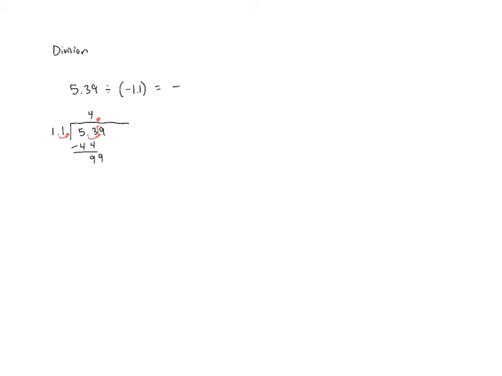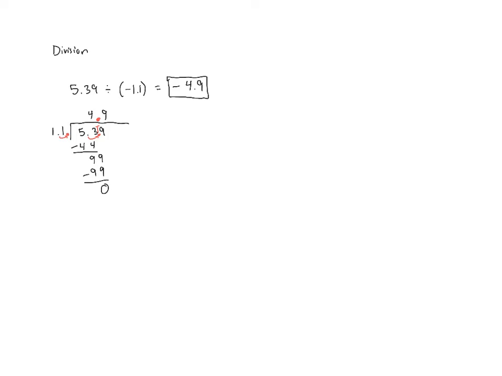Next, we bring down the next digit, which is 9, and we ask ourselves, how many times does 11 go into 99? It goes in 9 times, so we put a 9 up there. 9 times 11 is 99. When we subtract, we've got 0. There's no remainder there. There's nothing else we need to do, so we put that 4.9 in our answer. We remember that it's negative, and then we end up with negative 4.9.